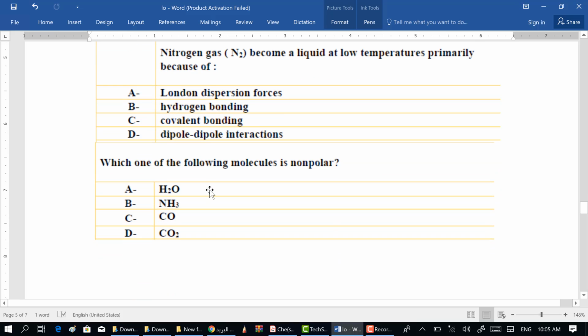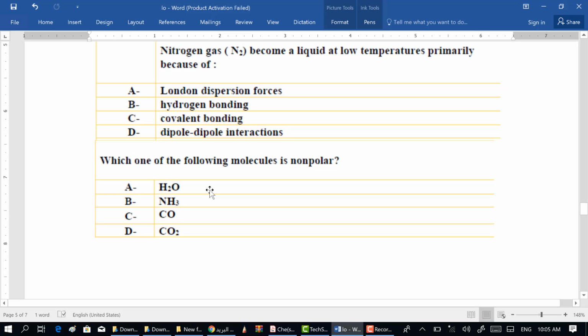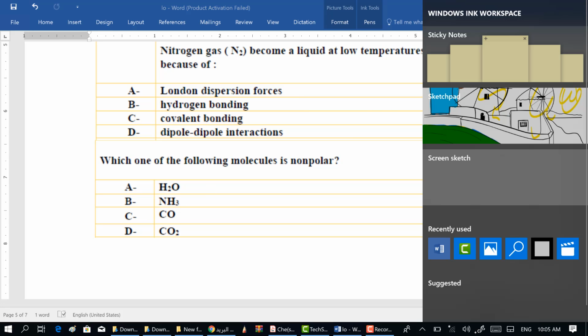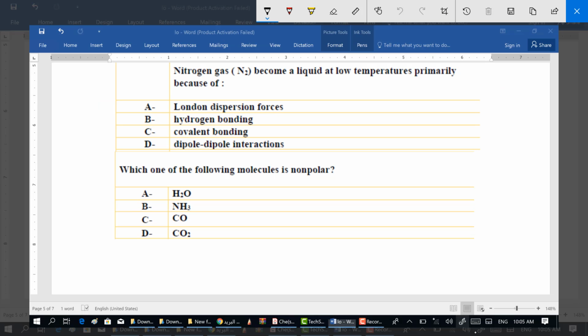Which one of the following molecules is a non-polar compound? In this case, we will choose carbon dioxide gas. Why? The carbon-oxygen bonds are polar, and the other carbon-oxygen bond is also polar. But the shape is linear, the angle in this case is 180, so each polar bond cancels the effect of the other, making this compound a non-polar compound.